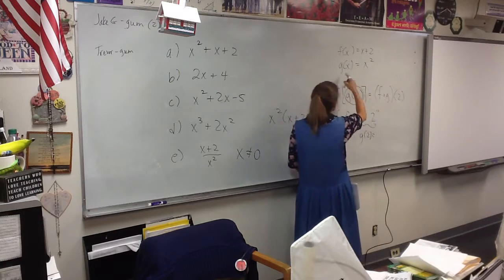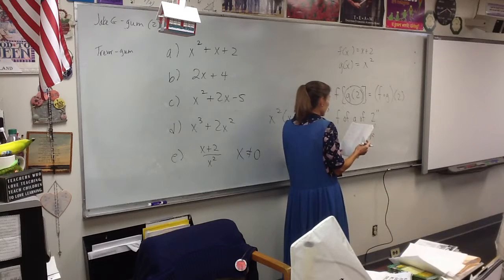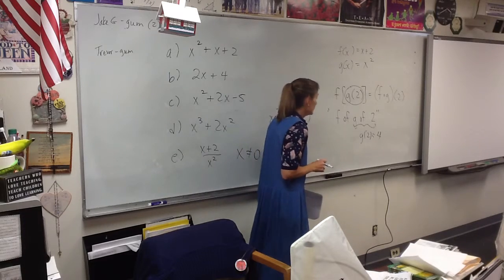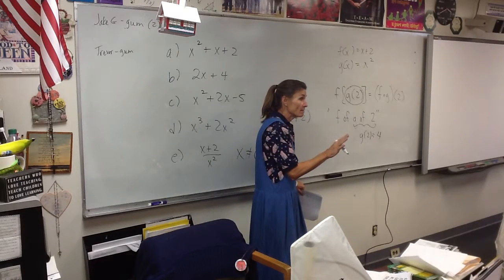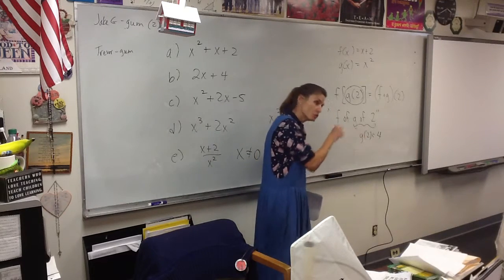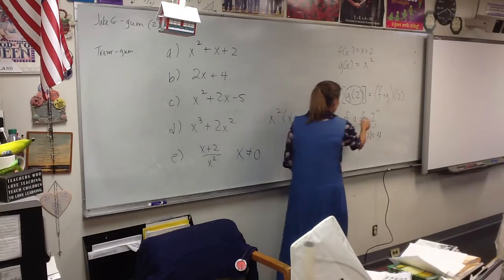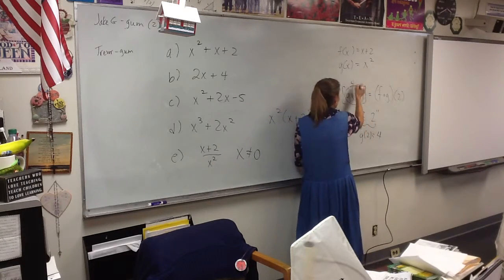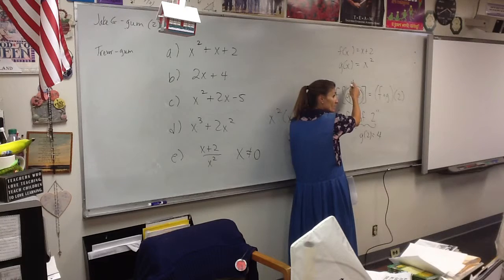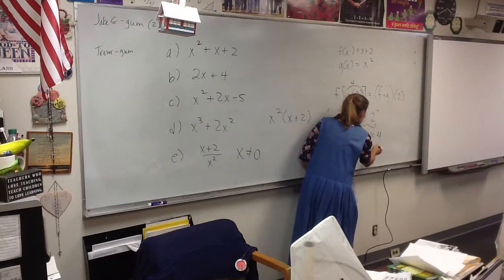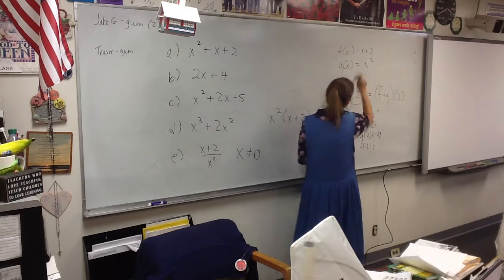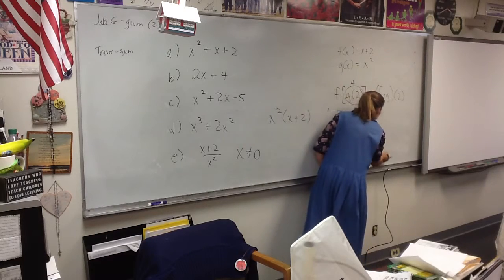Well, G of 2 would be 4. Did I copy my problem right? I want to make sure I did. Yeah. G of 2 is 4. Is everybody okay with that? How do we find G of 2? Plug into G, and I got 4. So this right here is 4. So what does the problem say now? Find f of 4. So now I'm going to take the answer that I just got and plug it into f, and I will get 6. And that's your final answer.